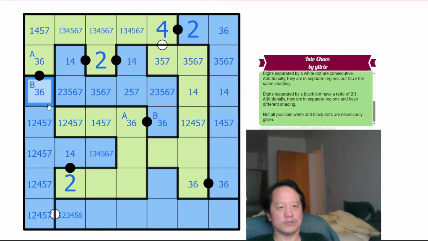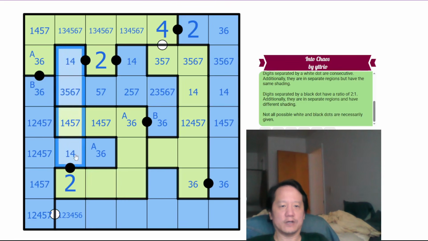We need another 3, 6 in this region, so this must be 3 or 6. And is the A 3 or 6? This can't be A or B, 3 or 6, so there's no 3 or 6 there. There's no 2 here because of 2 in the column. Therefore, this can't be 2 here.